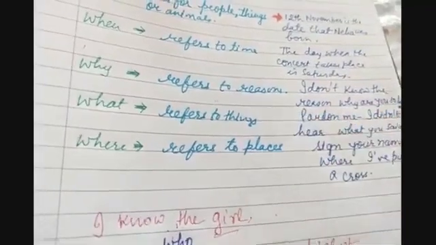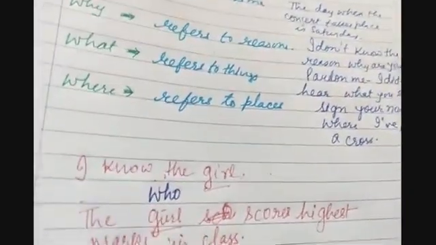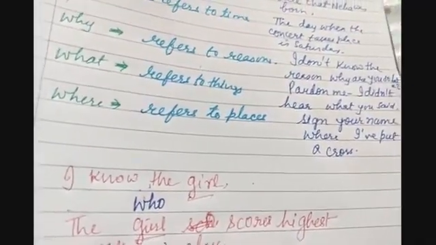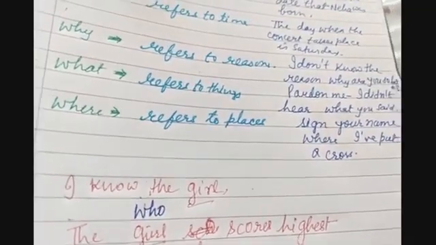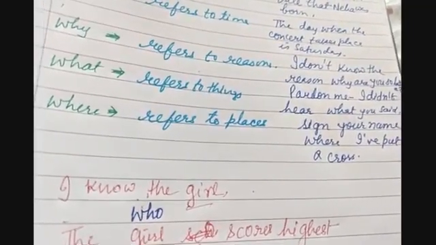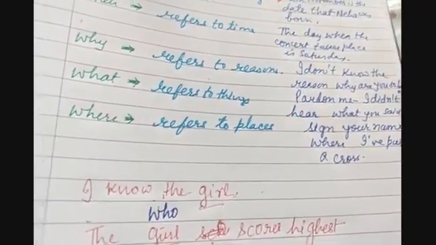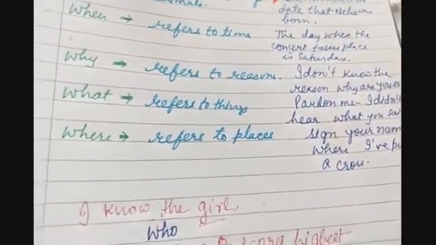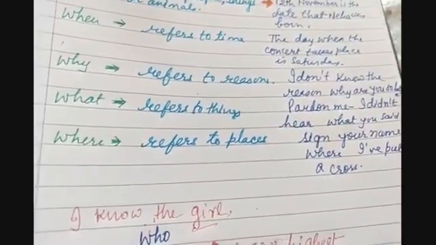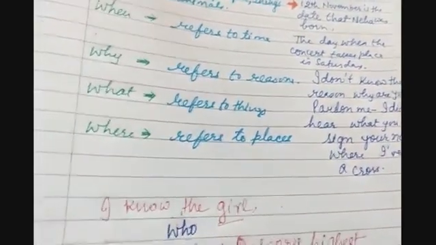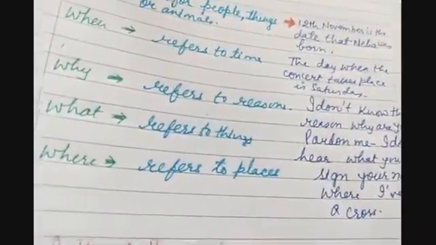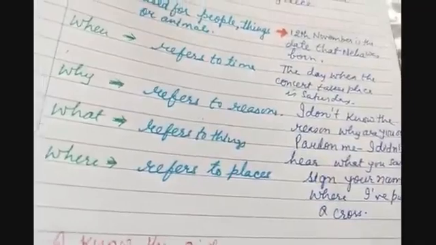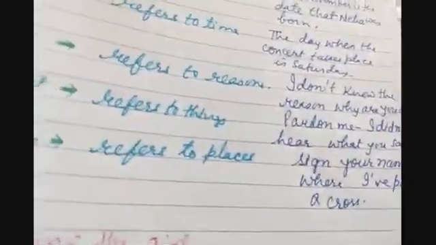What refers to things. Pardon me. A normal sentence, when you cannot hear anything of the instructions we are giving in the class, then what do you say? Pardon me, ma'am, I didn't hear what you said. So there, what is referring to the things which I have said in the class. So what is the relative pronoun in that case? Then where refers to places. Sign your name where I have put a cross. We are telling you, like these instructions. So where refers to the place. Okay. So I hope it is all clear.